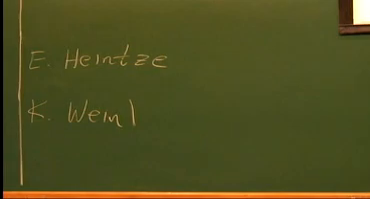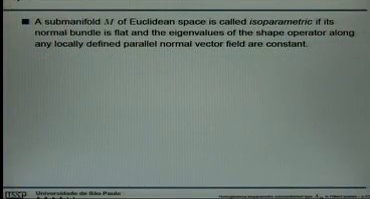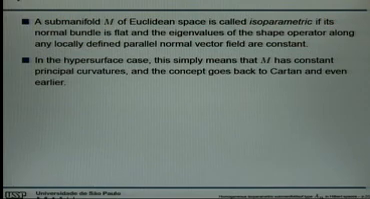So I'm going to start with the definition of isoparametric submanifold in Euclidean space. M is called isoparametric if there are two conditions: the normal bundle is flat, and the eigenvalues of the shape operators along parallel normal vector fields are constant for any codimension. Of course, Euclidean space could also be replaced by any space form. In the hypersurface case, this simply means that M has constant principal curvatures.